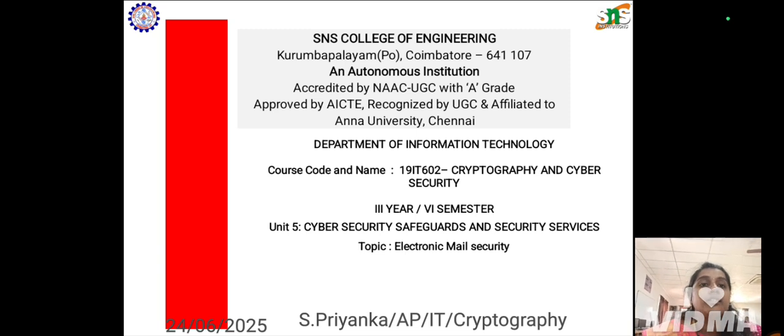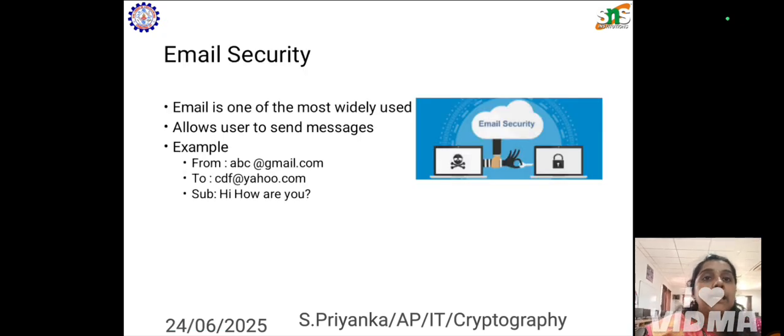Today in our lecture series, we are going to see about cyber security safeguards and security services. In this, we are going to see in detail about electronic mail security. First of all, email security. Email is one of the most widely used applications. It allows users to send messages.